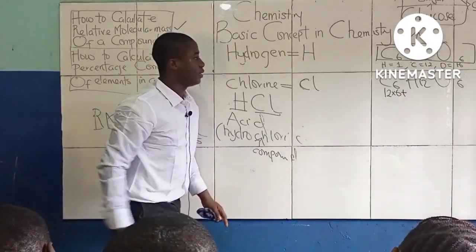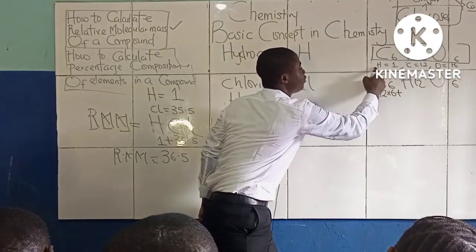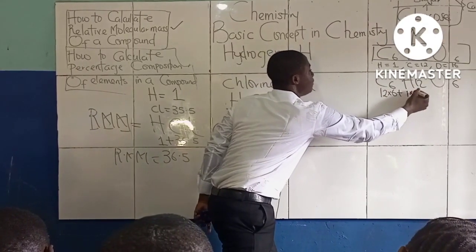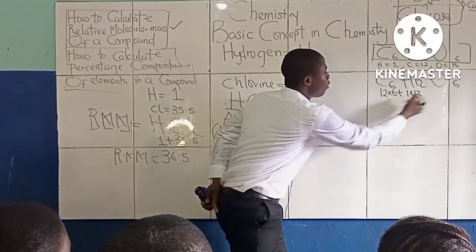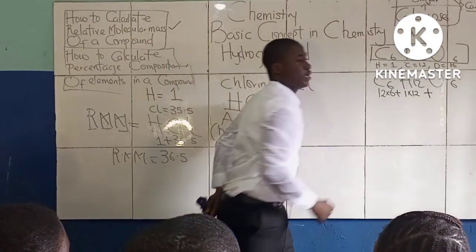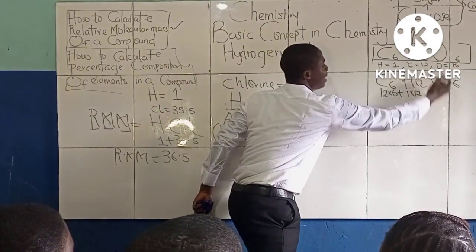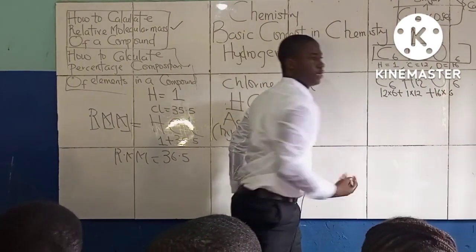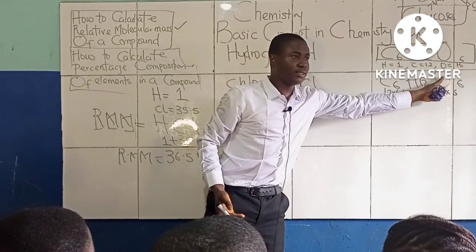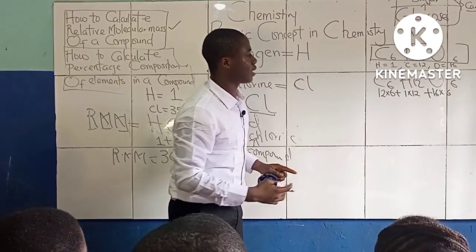So when I write 12 times 6, what should I write next? Plus. What's the atomic mass of hydrogen? 1. 1 times 12. Hope is clear. Next, what should I write? What symbol? Is it minus or plus? Plus. What about oxygen? What's the atomic mass? 16. 16 times 6. So, let us press our calculator and get the answer.